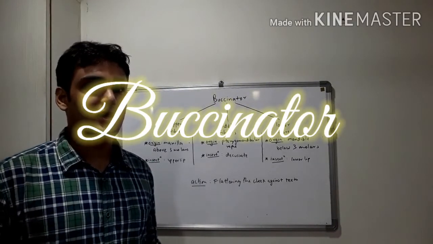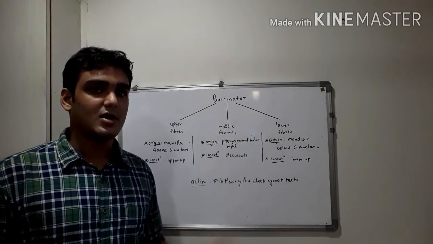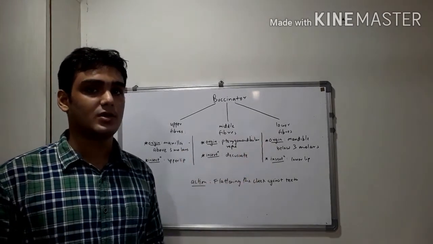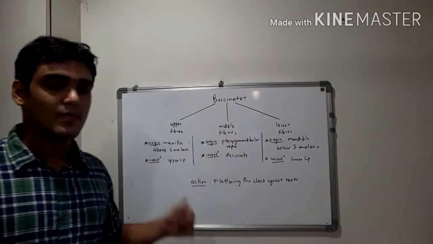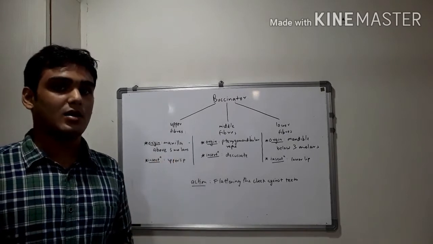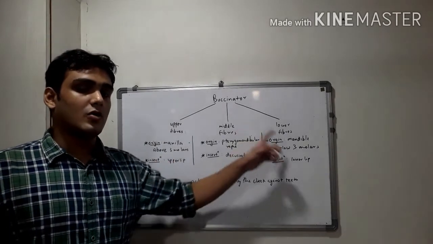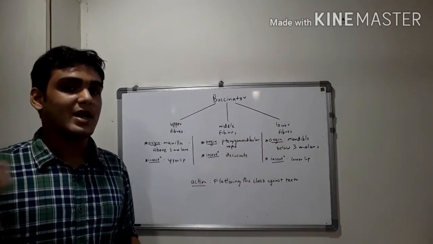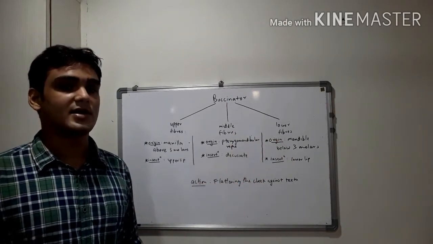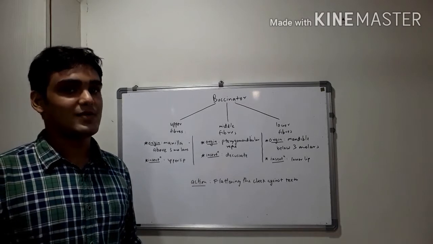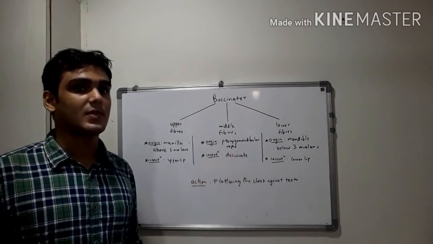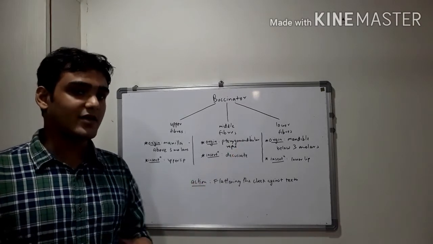Now discussing the buccinator. It has three sets of fibers: upper fibers, middle fibers, and lower fibers. The upper fibers originate from the maxilla above the three molars and are inserted at the upper lip. Lower fibers originate from the mandible below the three molars and are inserted at the lower lip. And the middle fibers originate from the pterygomandibular raphe and they decussate with each other.